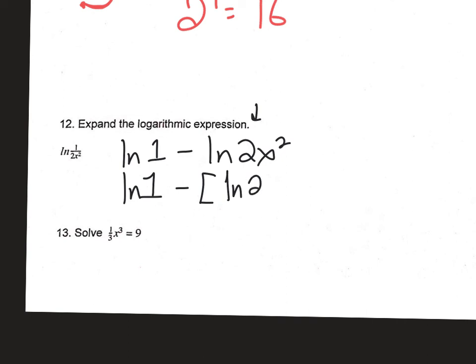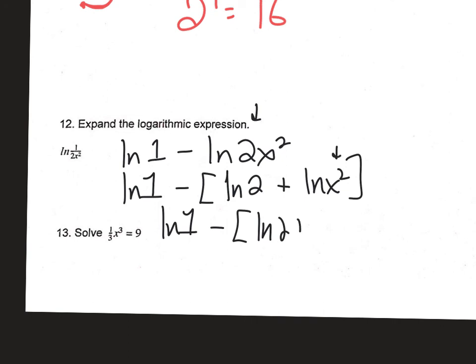So I'm doing natural log 2 plus natural log x squared because those two are multiplied together. And notice the minus sign in front still applies to both of them because they're both in the denominator of the fraction. One more step, natural log 1 minus. The one step I have left is I have an exponent on that natural log. Exponents always end up in the front. And there you go. That's expanded as far as you can expand it right there.